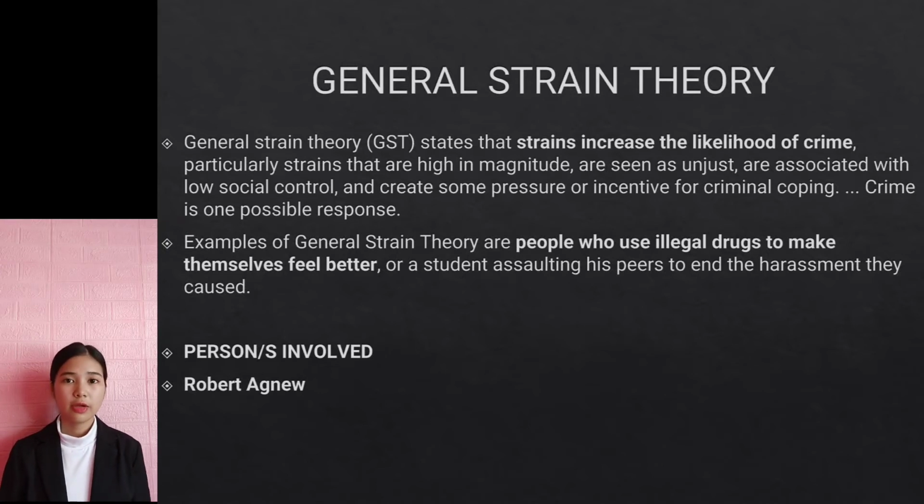So, general strain theory states that strains increase the likelihood of crime, particularly strains that are high in magnitude, are seen as unjust, are associated with low social control, and create some pressure or incentive for criminal coping. Crime is one possible response. So, examples of general strain theory are people who use illegal drugs to make themselves feel better, or a student assaulting his peers to end the harassment they caused. And the person involved here is Robert Agnew, who developed general strain theory, a theory of criminology. General strain theory has gained a significant amount of academic attention since being developed in 1992.